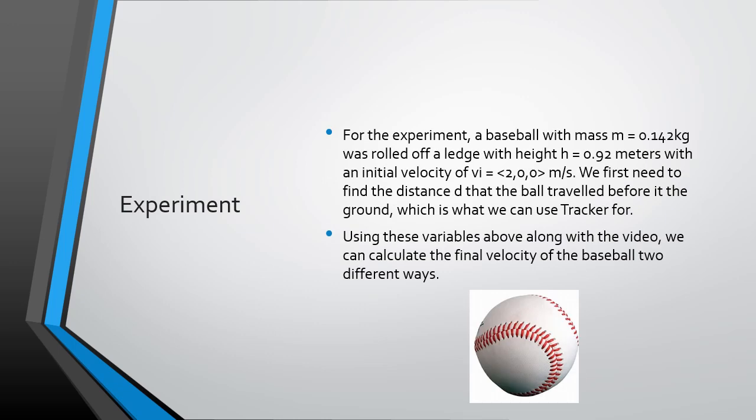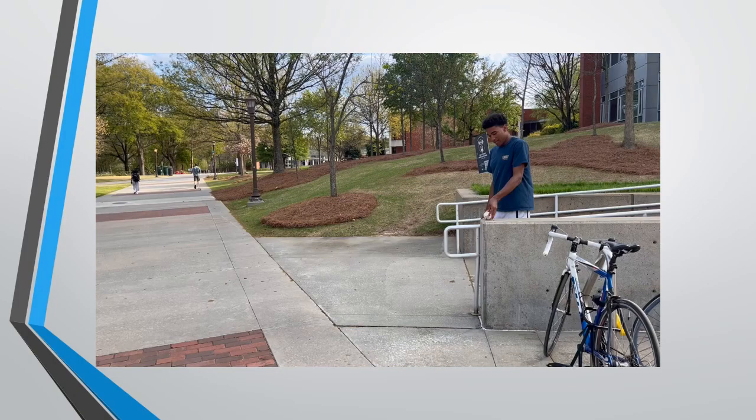Alright, so for the experiment, a baseball with mass m equals 0.142 kilograms was rolled off a ledge with a height of h equals 0.92 meters with an initial velocity of 2 meters per second in the x direction. We first need to find the distance d that the ball traveled before the ground, which is what we can use Tracker for. Using these variables above along with the video, we can calculate the final velocity of the baseball two different ways.